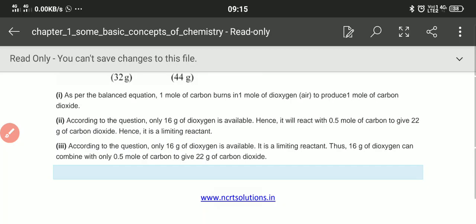See, read this. Limiting reagent 16 gram can combine only 0.5 mole, so 22 gram. So in the second and third we get the same answer.